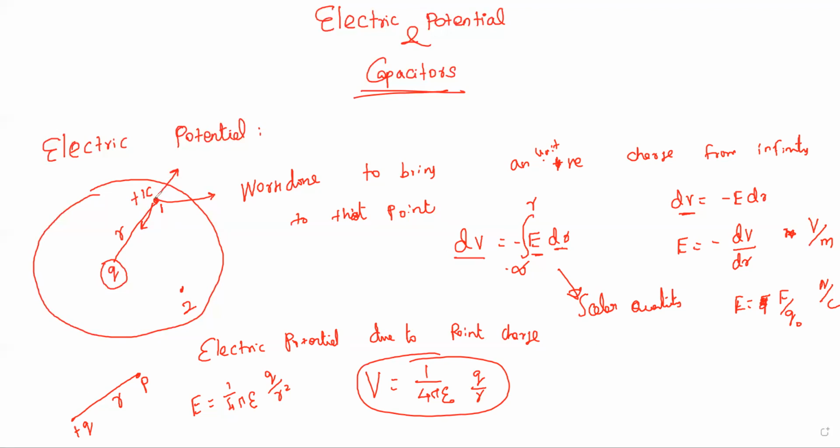So if you want to move a unit positive charge from one point to another point, you need to do some work. That work is called the potential difference between these 2 points. If you want to move a unit positive charge from one point to another point, you have to do some work. That work is called the electric potential difference, right?